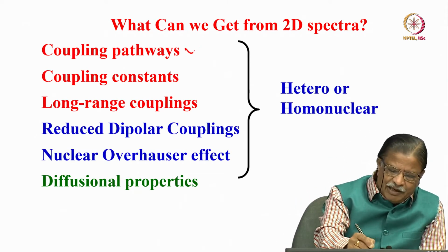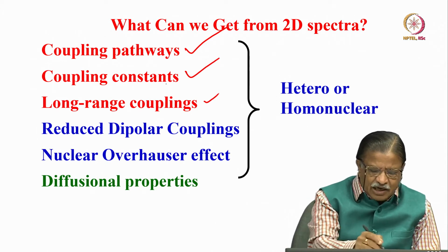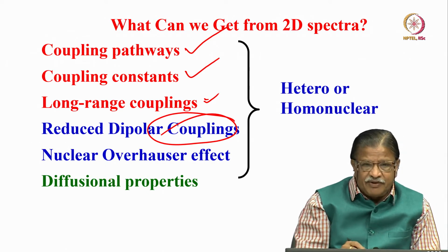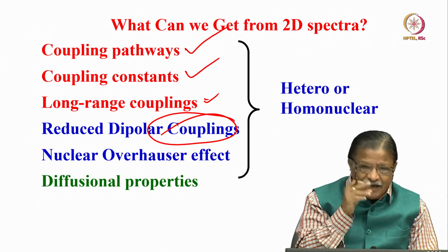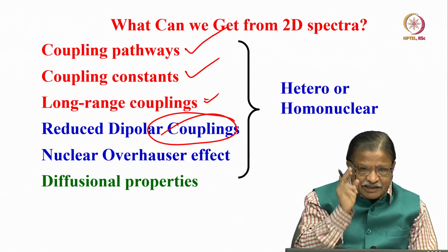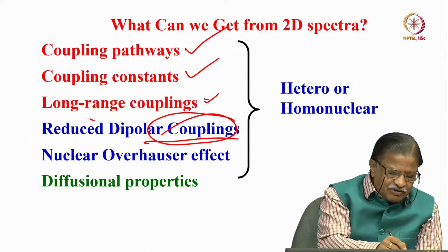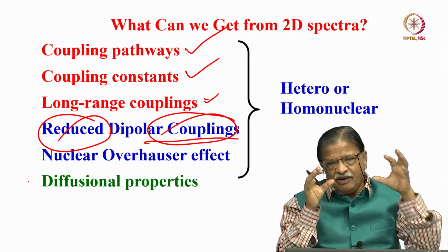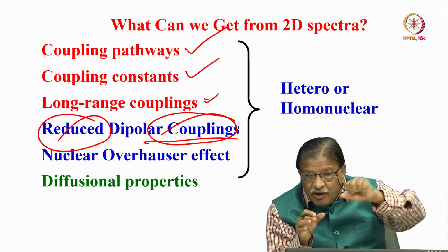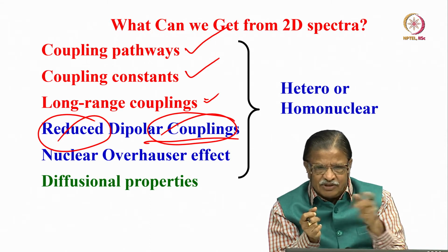I can get the coupling pathways. I can get the coupling constant, short range, long range coupling constant. I can get reduced dipolar couplings, RDCs I can measure. I did not introduce dipolar coupling; maybe when I go to solid state NMR, magic angle spinning and cross polarization, I will discuss something about dipolar coupling. But reduced dipolar coupling is another thing where you can have a partially averaged, oriented system, where dipolar couplings are partially averaged and you get dipolar couplings you can measure. That is reduced dipolar coupling.